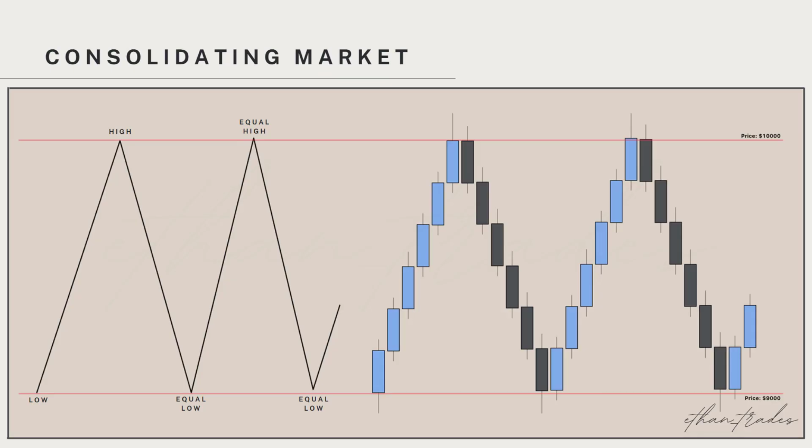Although it may seem like a bad idea to trade these conditions, going back to the ideology of the fractal nature of the market, each leg of price you see here is a lower time frame trend that is definitely tradable. So if you're able to identify a higher time frame consolidating market, it's very easy to make lots of money on a lower time frame of that higher time frame consolidation.